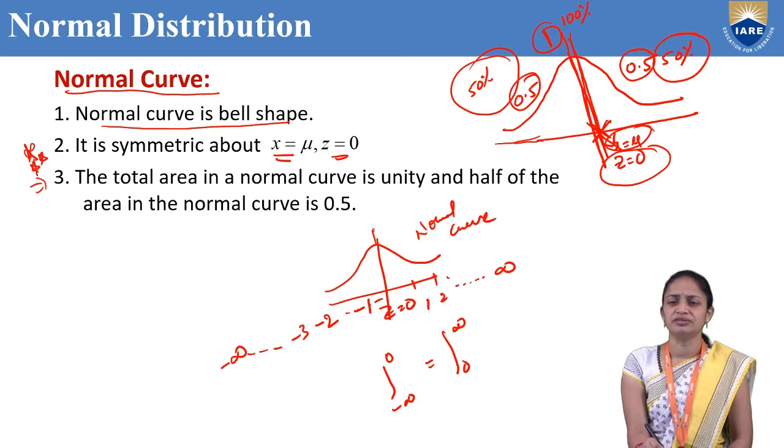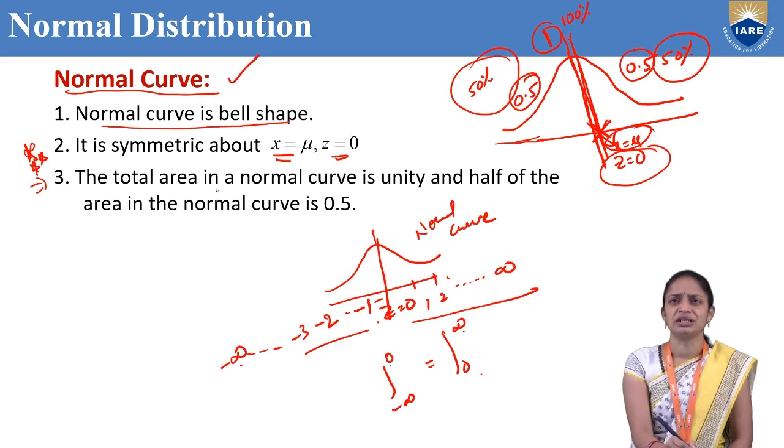The normal curve is symmetric about z equal to 0, so the left side values are negative values and the right side values are positive values. All left side values of z are negative, and all right side values of z are positive. It is symmetric about z equal to 0, so -infinity to 0 is equal to 0 to infinity. So this is our normal curve.